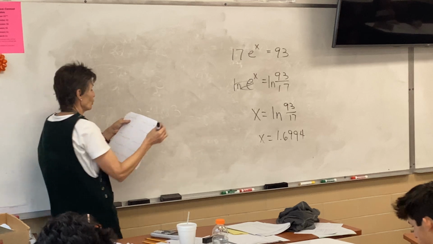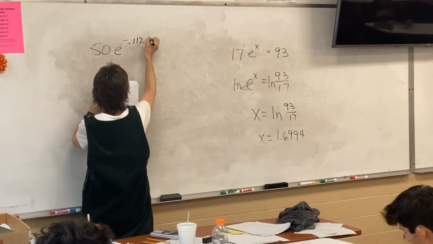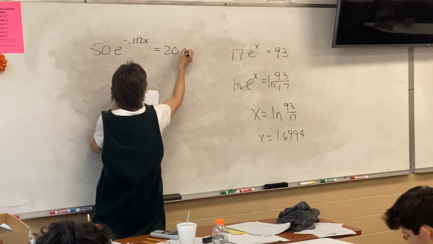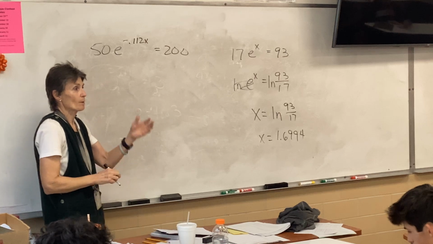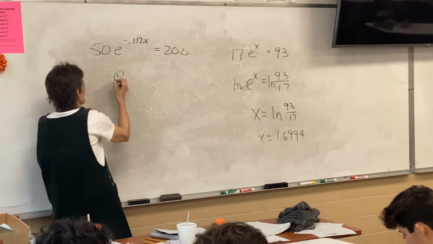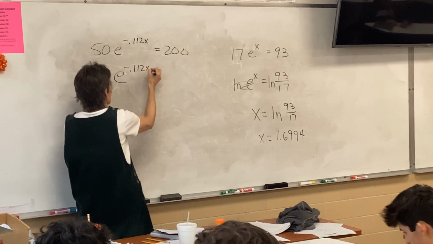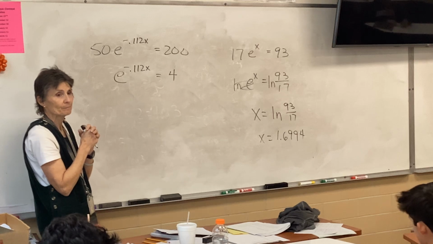Okay, the equations look terrible. Good grief, this looks atrocious. But I'm going to do everything I just did. So I'm going to start by dividing by 50. So e to the negative 0.112x equals 4. That one happens to divide nicely.